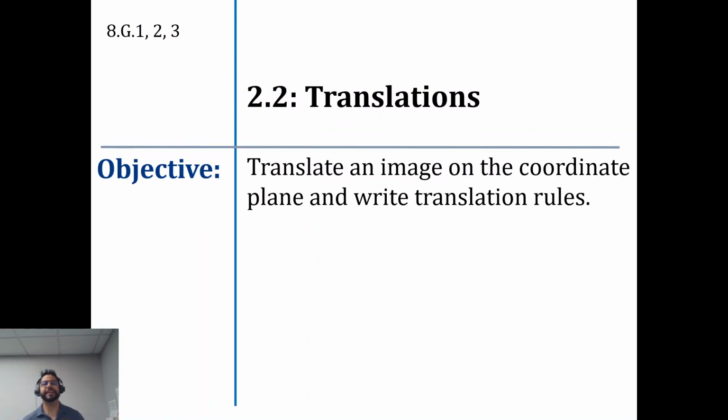Now, this is actually the easiest section in chapter 2 for students to truly be successful on both assessments, your quiz and your test. It says the objective is I can translate an image on the coordinate plane and write translation rules. So what you need to really just know is that a translation, we'll see it on the next slide very soon, is really just sliding the image around. So if you have a triangle, when you slide it around, you should have the exact same triangle, meaning it's just in a slightly different location.